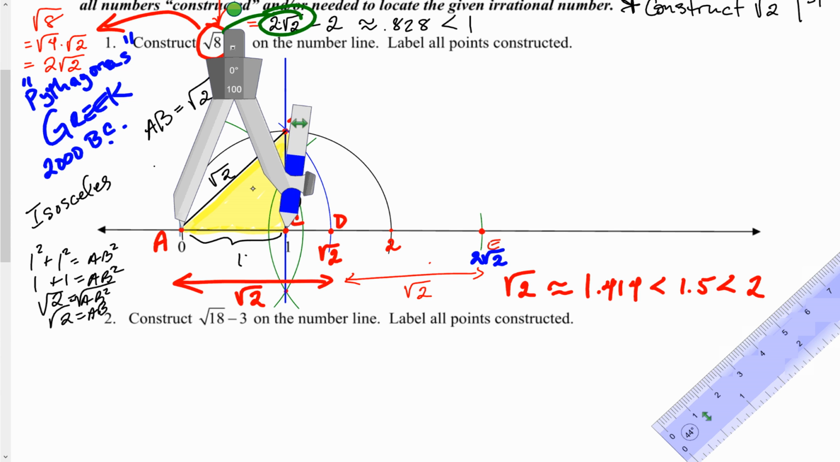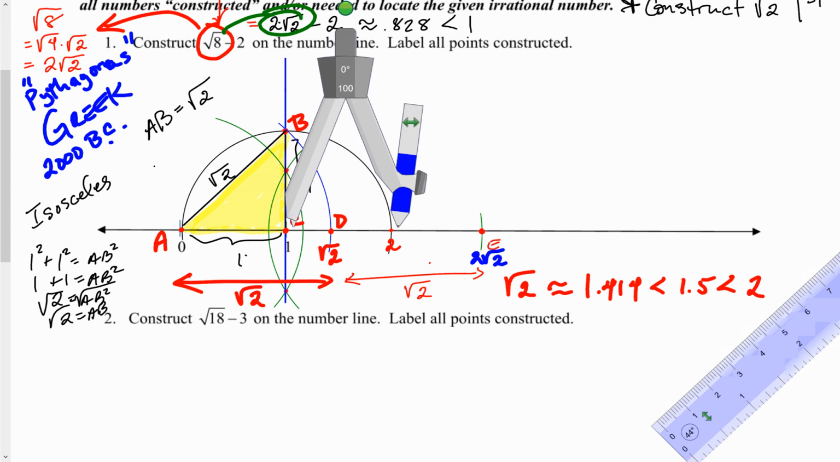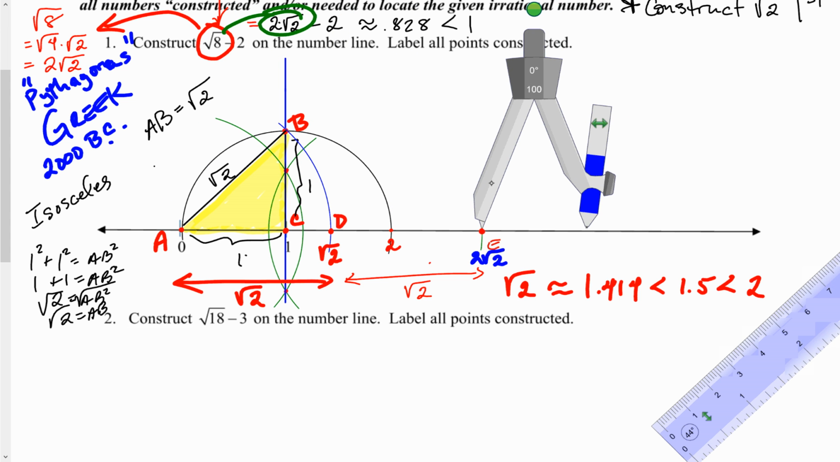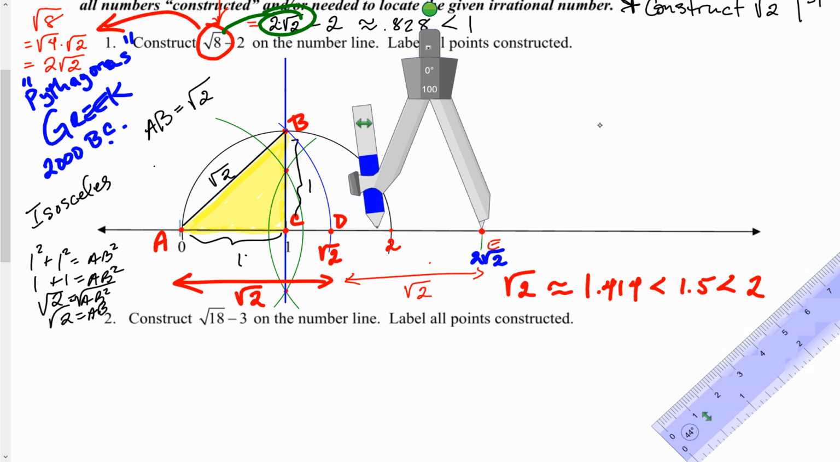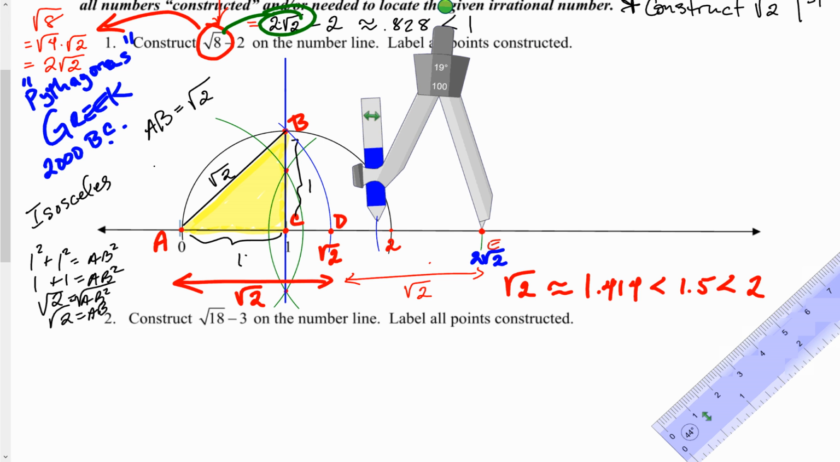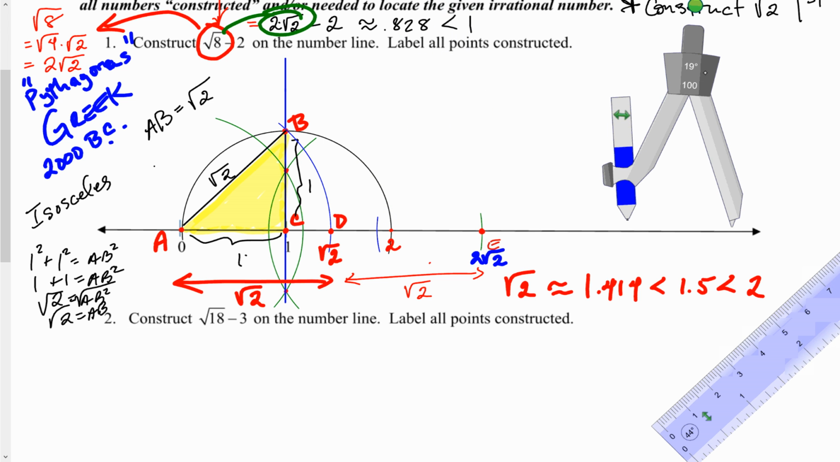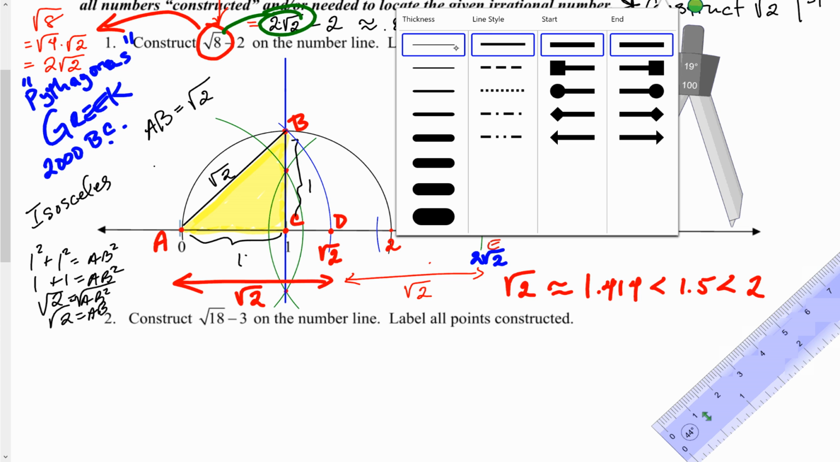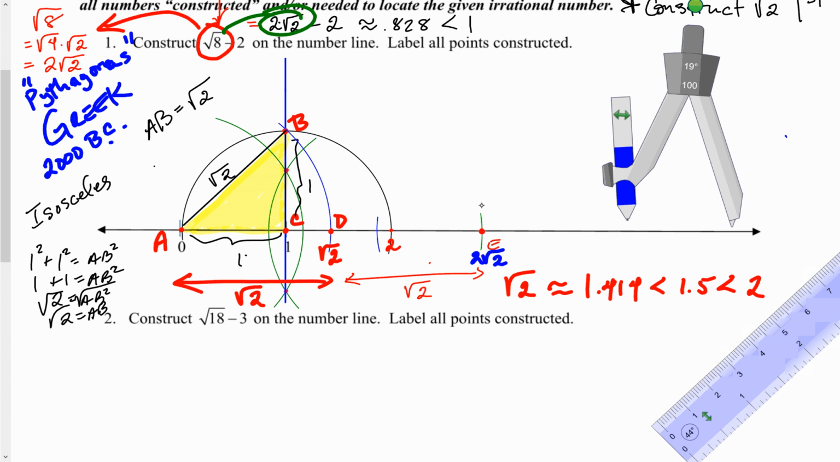So adjust your compass from A to C, 1 unit. Now come back over here. Now we want to take 2 root 2 minus 2. So switch hands and mark off 1 unit. We want to go 1 unit to the left, so we got to subtract 1 unit. So right here, at this point, that's 2 root 2 minus 1.